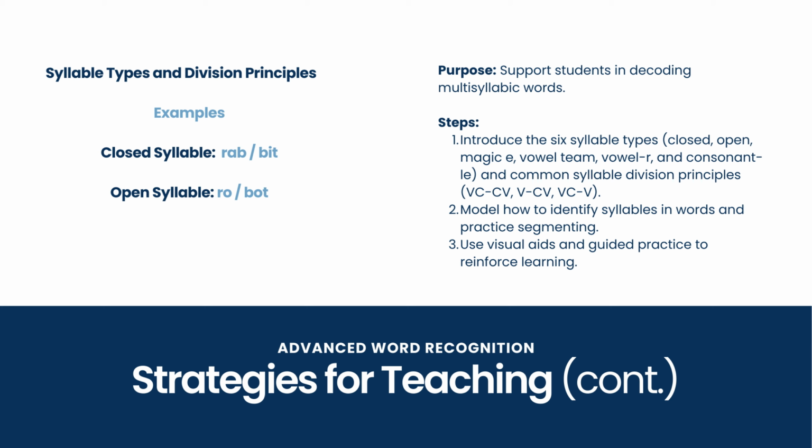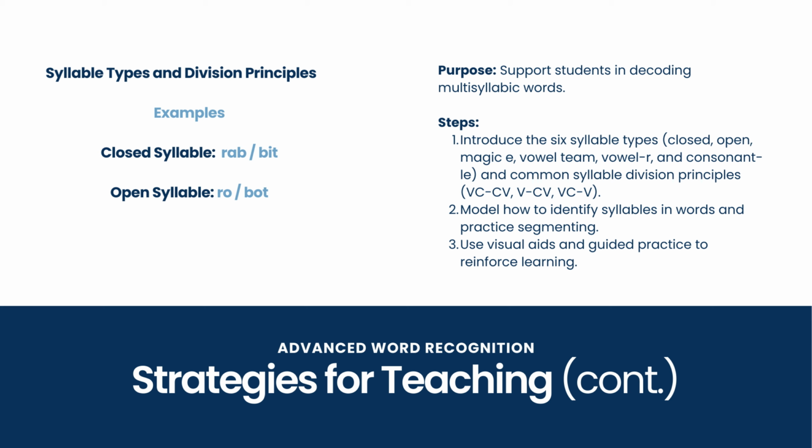Next, teach how to divide words into parts by focusing on key patterns. For example, split between the consonants. For example, rab, bit. Or split after the first vowel if it's long. For example, ro, bot. And split after the consonant to keep the vowel short. For example, lem, un. When practicing together, consider these 3 steps.